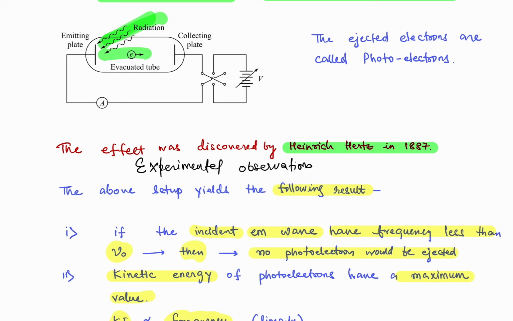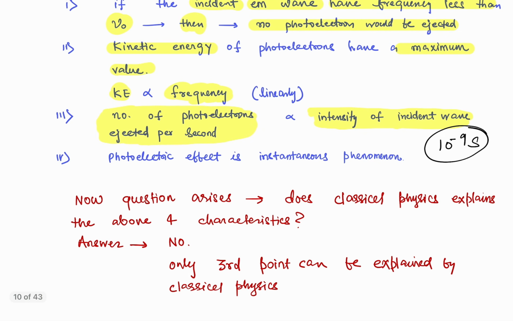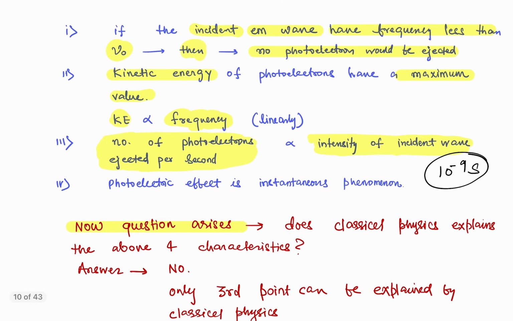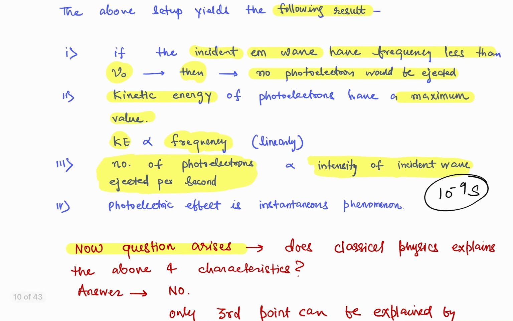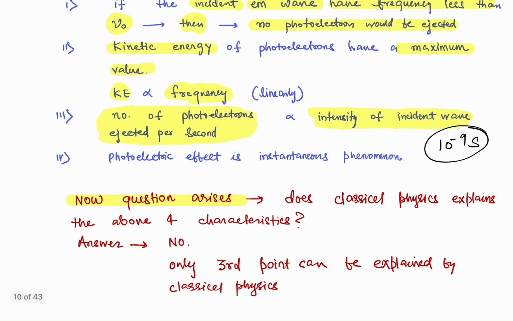Now there is one very important question before us. We have four characteristics, and we can ask whether the classical physics which we used to know explains the effect. The answer is no. Classical physics cannot explain all four. If you want to be precise, only the third point can be explained by classical physics, that is, the number of photoelectrons ejected per second is directly proportional to the incident wave intensity.